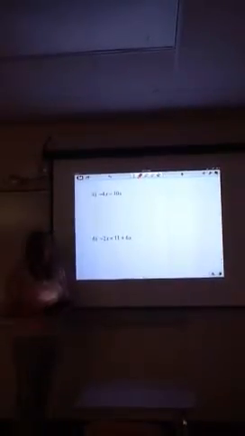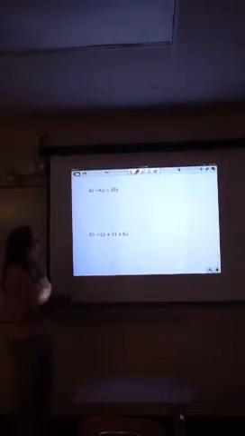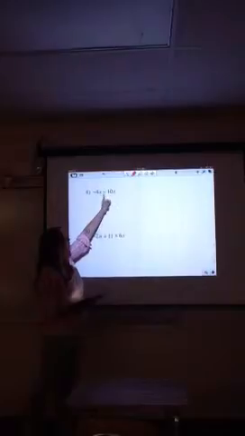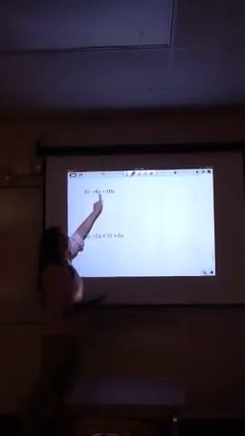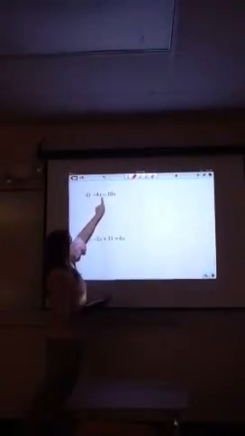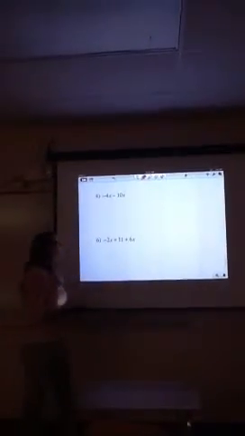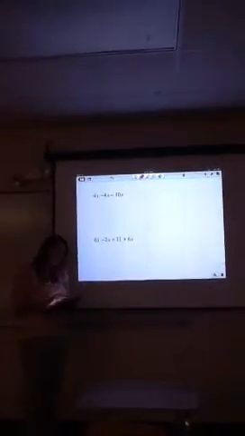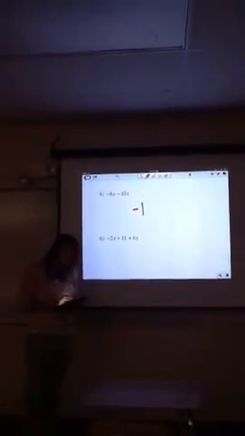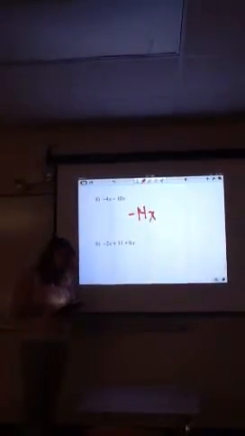Number 4. Okay, look at my terms. They both have a variable. The variable is the same. These are like terms, so I can combine them. -4x minus 10x gives -14x.